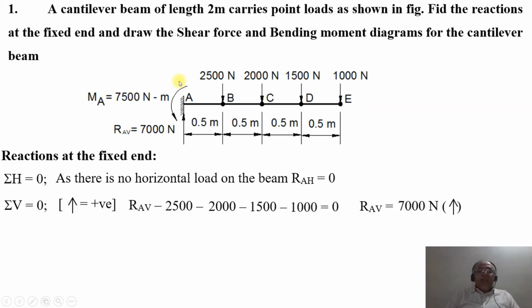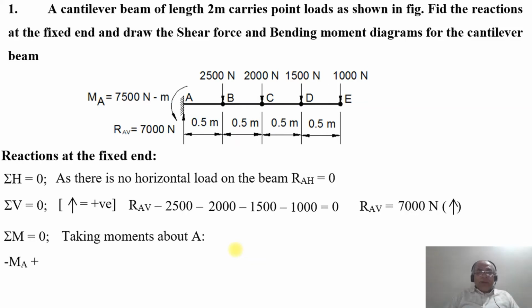Now we need to find the reactive moment, which is acting in a counterclockwise direction. The summation of all the moments acting on the beam will be equal to 0. Taking moments about the point A, since the reactive moment is in the counterclockwise direction, but the sign convention we follow is that clockwise is positive, we get minus MA plus, since all these loads are acting downwards, they tend to create a clockwise moment: 2500 into 0.5 plus 2000 into 1 plus 1500 into 1.5 plus 1000 into 2. Adding all these up, it will be equal to 0.